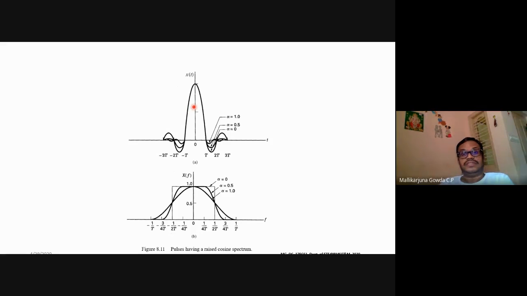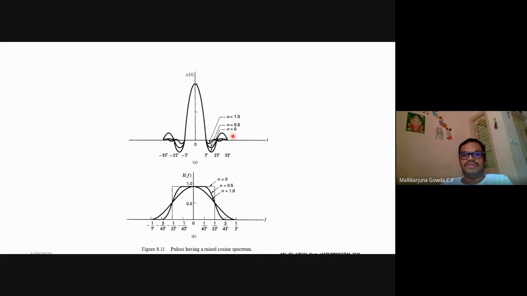Okay, this is in the time domain, and this is in the frequency domain, right? So it is exactly a sinc pulse. We wanted this to be 0. So when alpha is 0, the side lobe magnitude is maximum, but it coincides exactly with 0 at capital T, and at capital T it is 0 and keeps vanishing.